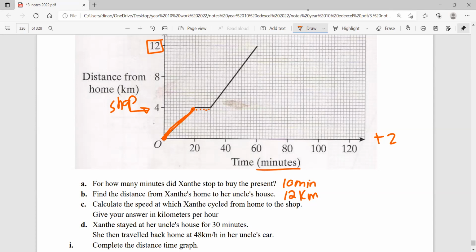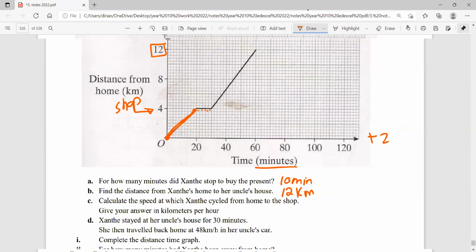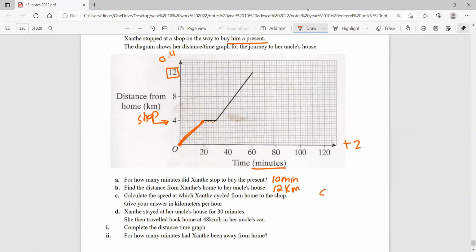The speed is distance over time. I'll solve it here. The distance is 4 kilometers over the time; she took 20 minutes to travel from home to the shop. So 20 over, since this is in minutes, I have to change it into hours. I'm going to do it on the calculator. I guess the answer is going to be 12.